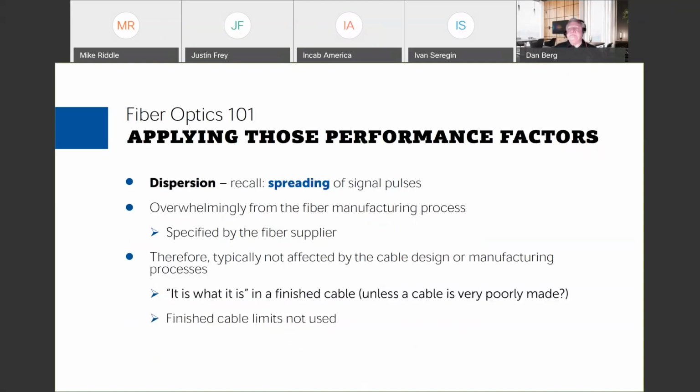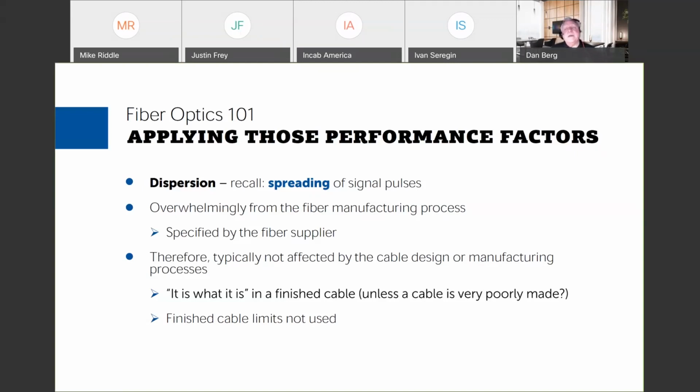Okay, dispersion. Dispersion, as we discussed, is the spreading of signal pulses. It's overwhelmingly from the fiber manufacturer. Okay, you've seen that from the Rayleigh scattering and the fact that different pulses or different wavelengths travel down the optical fiber at different velocities. We get those values from the optical fiber manufacturer. He gives us what the dispersion is at different wavelengths. He also tells us what the numerical aperture was, and if you look back, you can then calculate your acceptance cone from the numerical aperture to give you an idea of what the light acceptance cone is for that optical fiber.